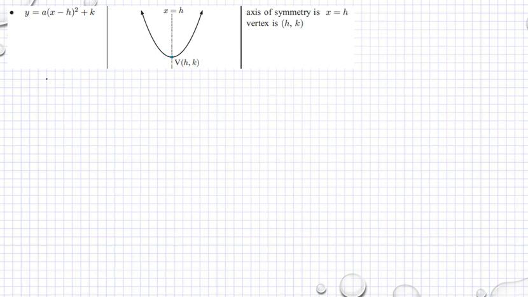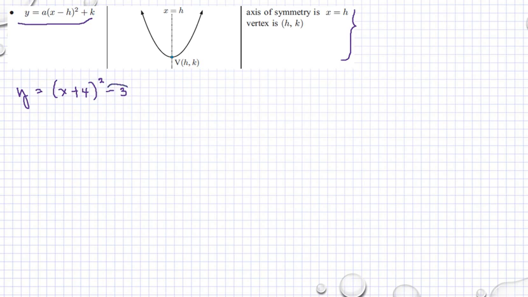Welcome back. When you have a function that looks like this, then you need to remember these properties. What does it say? It says y is equal to, for example, x plus 4 squared, minus 3. Then this tells us that my lowest value of y is negative 3.